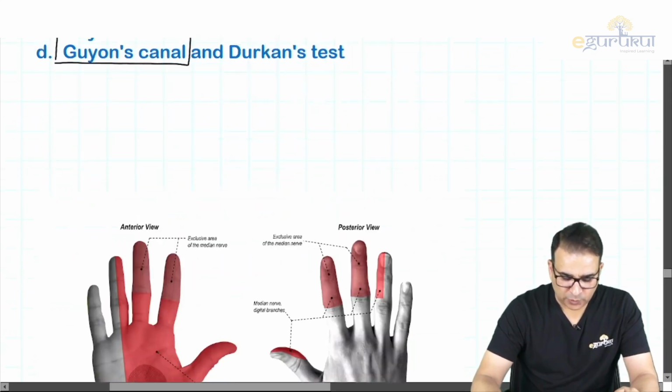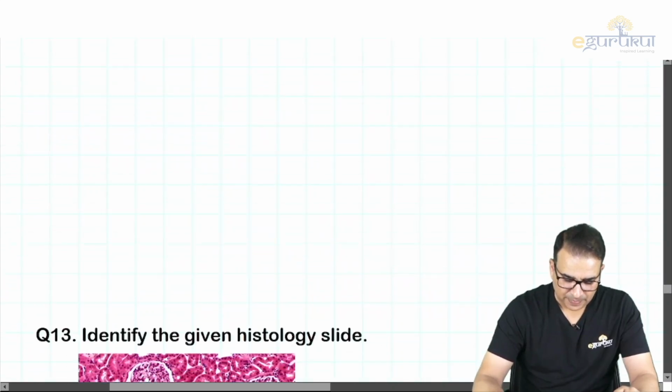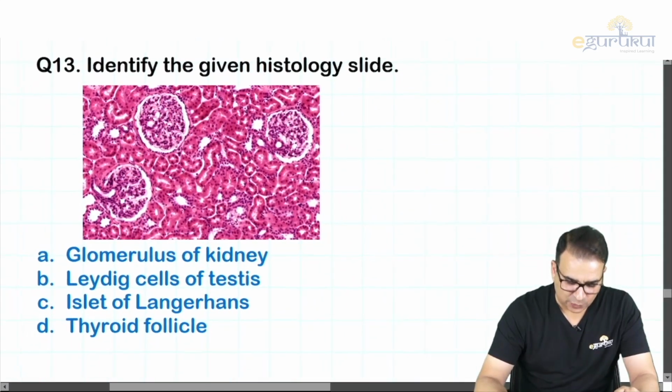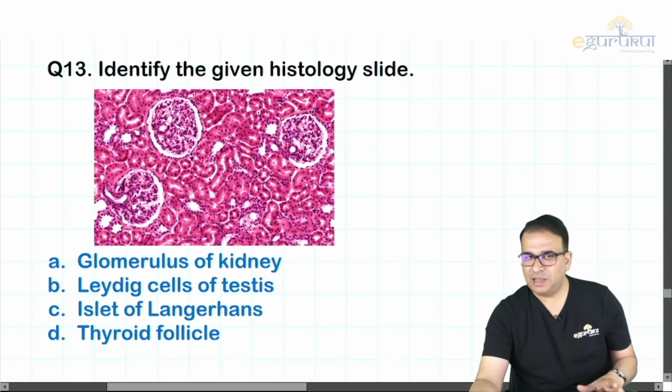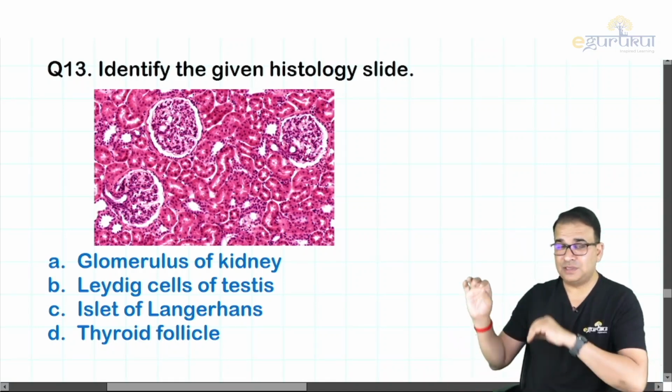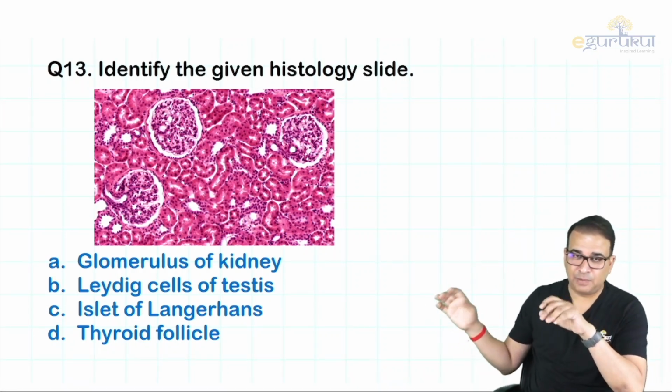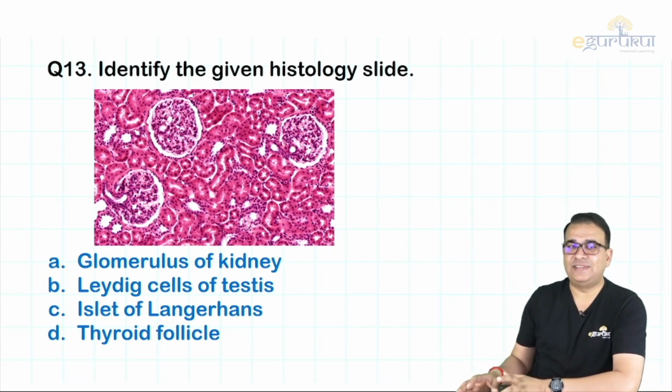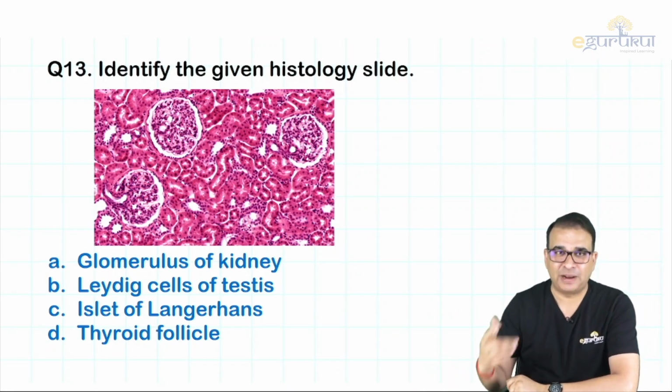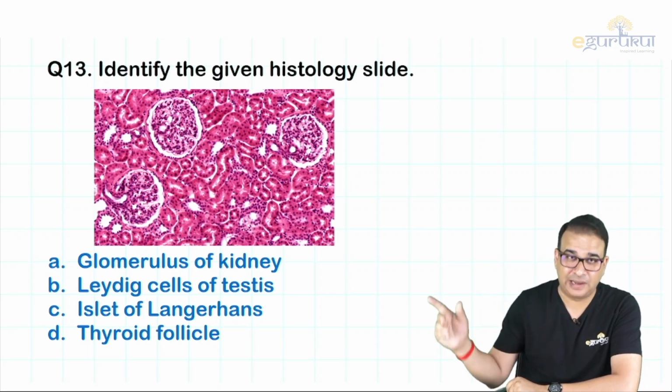Okay, moving on to the next question, guys. Question number 13. Well, again, this is also a question which many people got wrong here. I'm just discussing this question based on the feedback, because still a lot of people believe that this was not a kidney slide, it was a slide of pancreas, although this is a slide of a kidney.